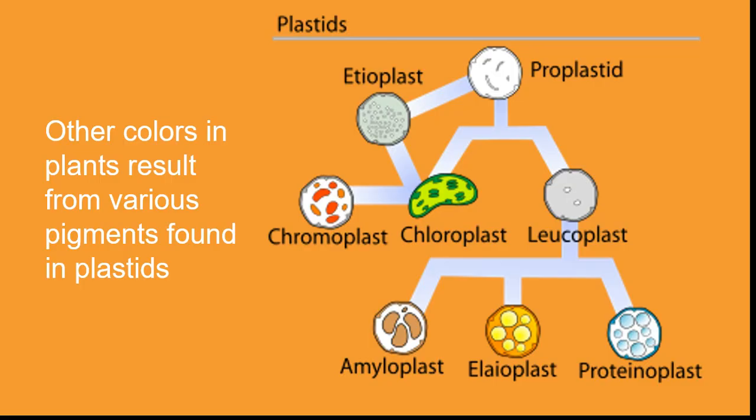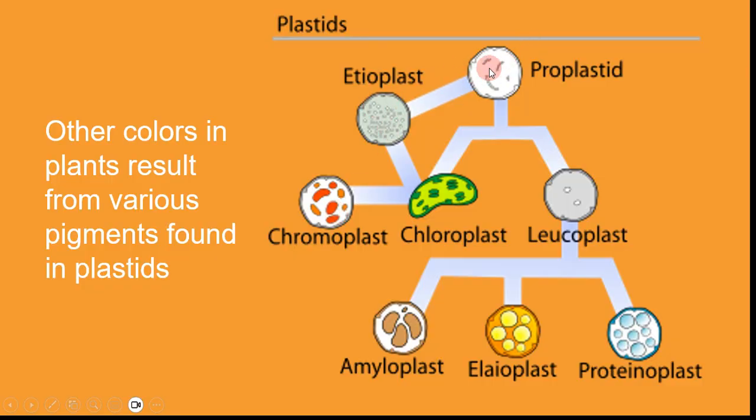All right, so back to our plants and the plastids. Remember, plastids are specialized organelles in plants. There are other colors there that result from different pigments. So our chloroplast has green pigment. Then we have these things called chromoplasts. We're going to see some reds and oranges and stuff like that. These up here are kind of our stem cells.